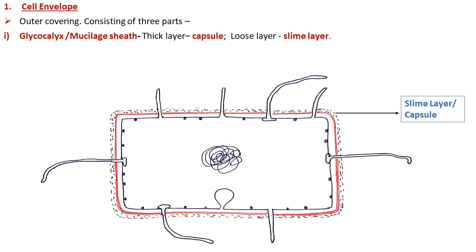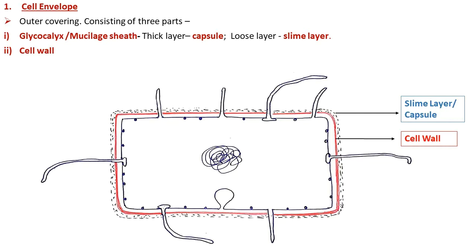Mucilage sheath, if it is thick, it is called a capsule, and if the mucilage, that sticky layer, is loose, it is called a slime layer. Means glycocalyx may be called a slime layer or a capsule. So the slime layer or capsule is followed by the cell wall. In the diagram just shown is a red color thick cell wall.